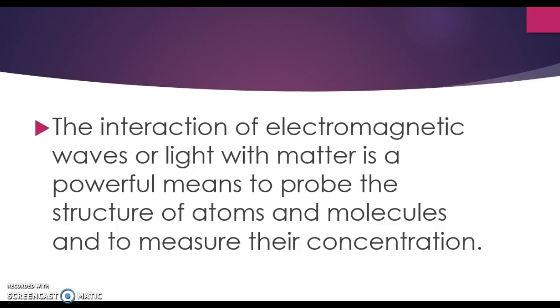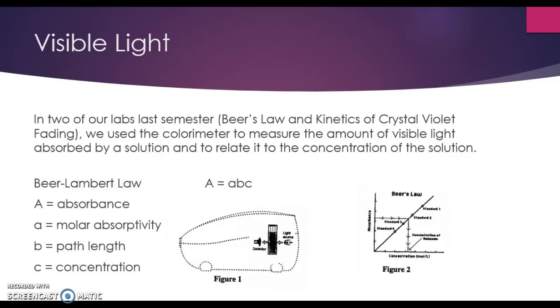The interaction of electromagnetic waves, or light, with matter is a powerful means to probe the structure of atoms and molecules, and also to measure their concentration. One way in which we did this was last semester in two of our labs. We did the Beer's Law lab and the kinetics of crystal violet fading lab, where we used the colorimeter to measure the amount of visible light absorbed by a solution and related it to the concentration of the solution.